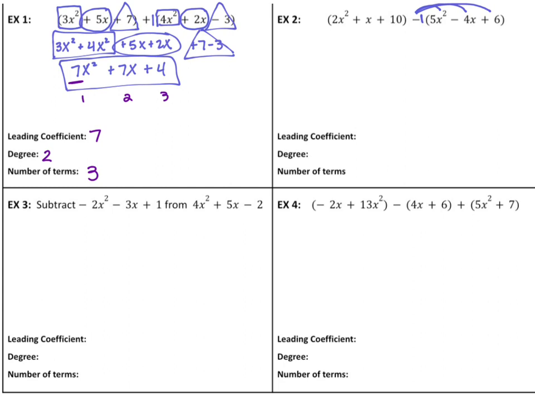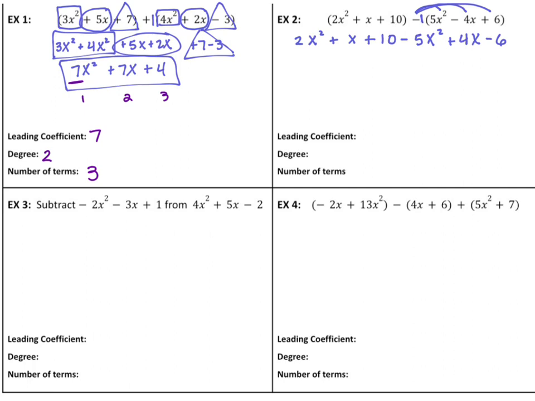I don't have to do anything to that first polynomial, so I'm just going to copy down 2x squared plus x plus 10. Now let's go ahead and start distributing by multiplying. So -1 times 5x squared is -5x squared. -1 times -4x is +4x. And -1 times +6 is -6.